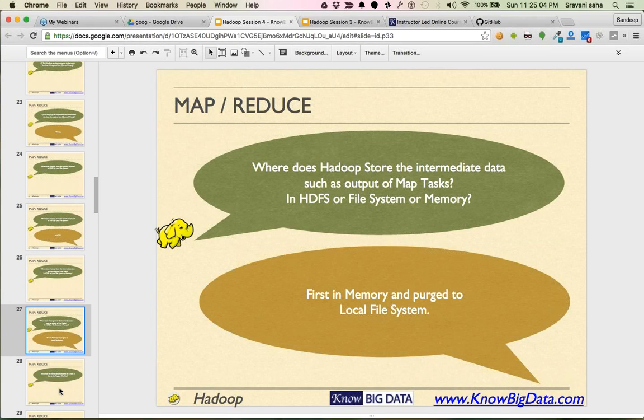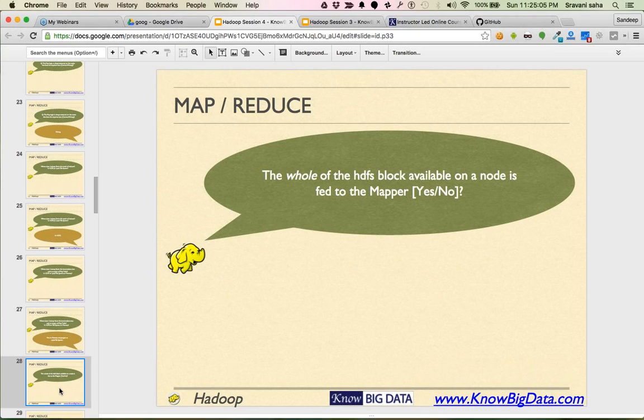All right, now this is something interesting. Let me see who can answer this. The whole of the HDFS block available on a node is fed to the mapper. Your mapper program will be given the whole HDFS block available on the node. Is that true or false?